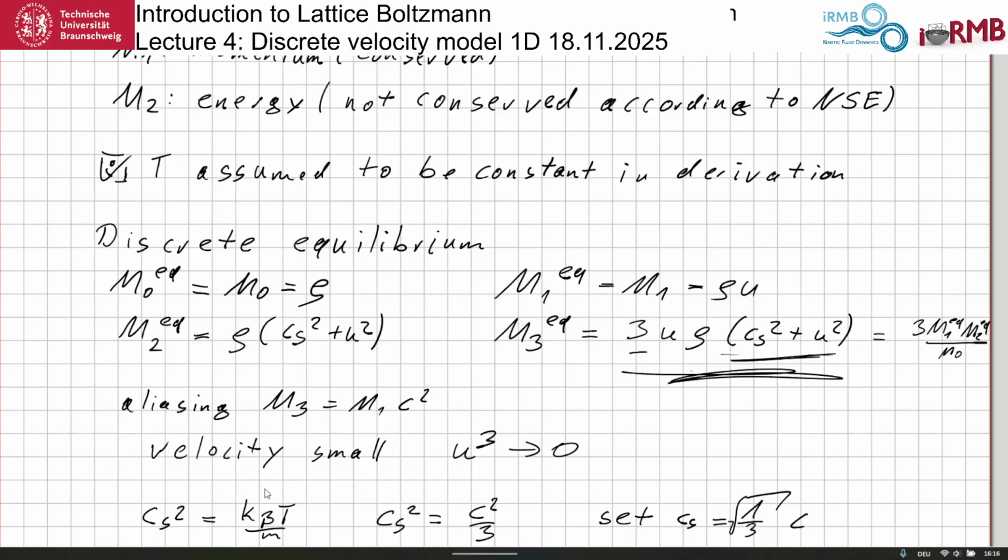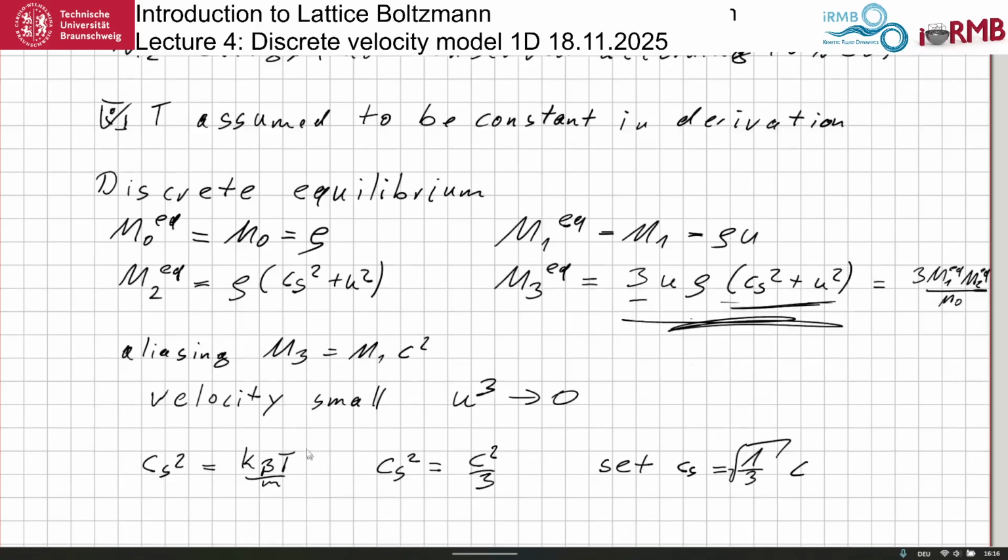What does this mean? We have previously said we have a constant temperature. Yeah, we derived this under constant temperature. And what we now have to do is basically choose or scale the temperature such that the speed of sound is 1 over square root 3 of c. Yeah? Then our third moment has the right value in equilibrium. Clear?